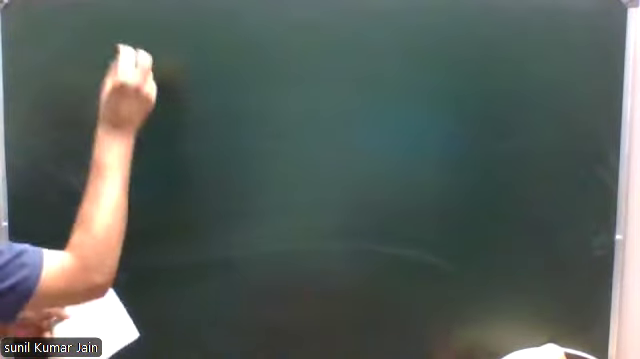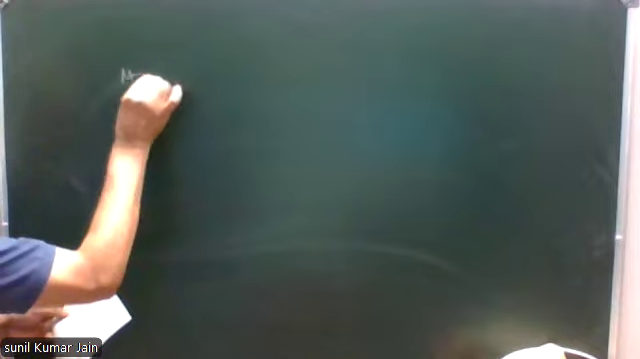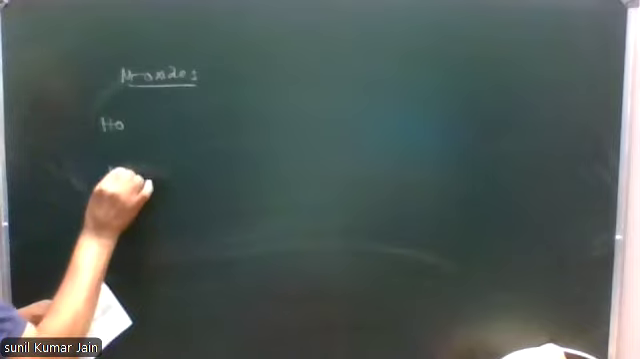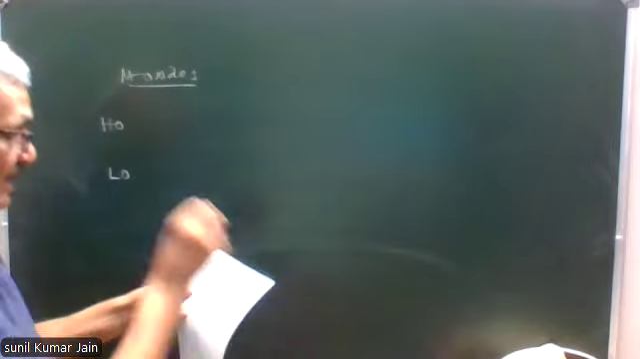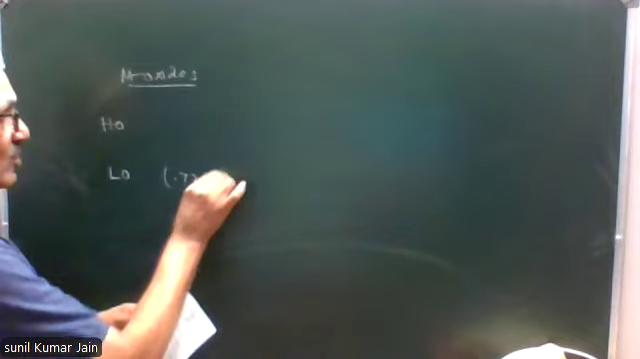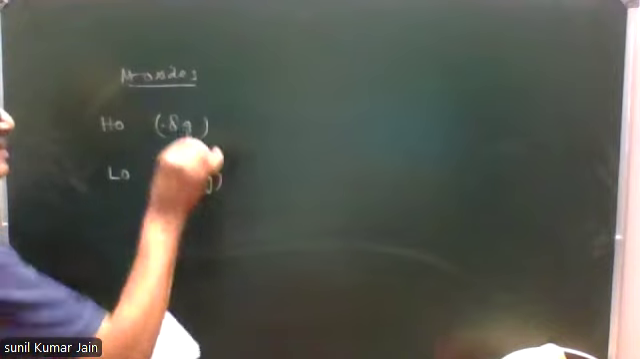Next numerical. A metal forms two different oxides. Higher oxide contains 80% metal. 0.72 gram of lower oxide gave 0.8 gram of higher oxide on oxidation. Let us write the data. Metal oxides: higher oxide, lower oxide. 0.72 gram of lower oxide gave 0.8 gram of higher oxide on oxidation.